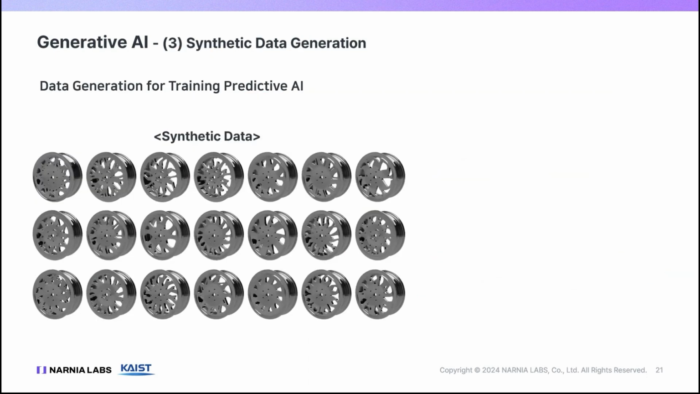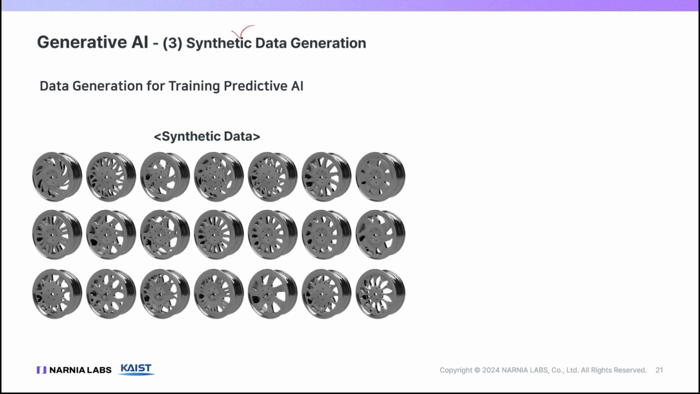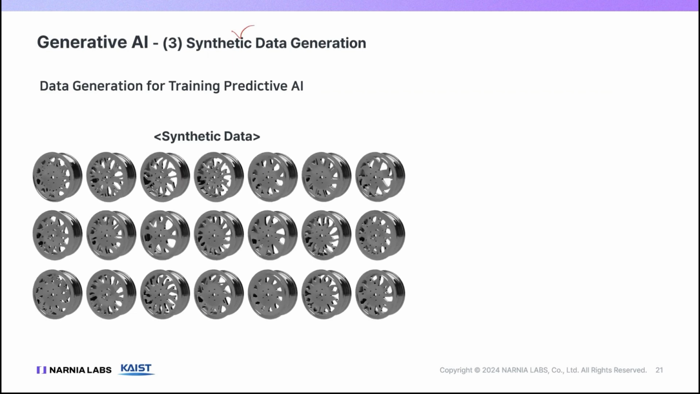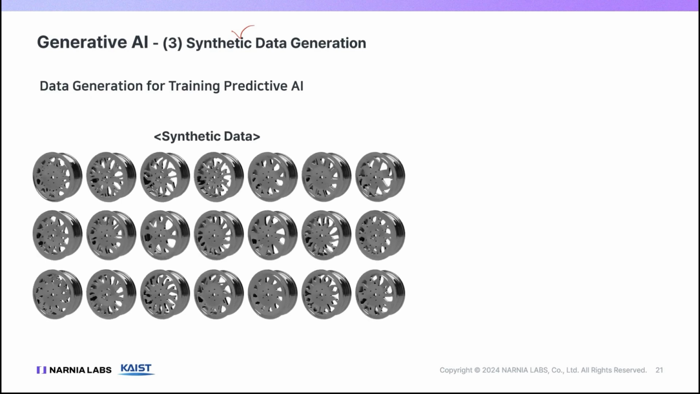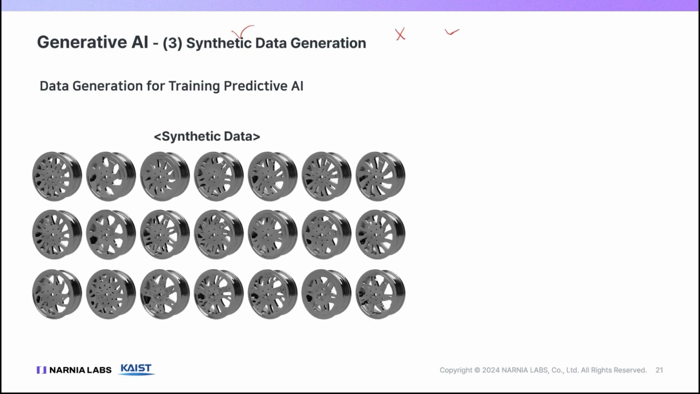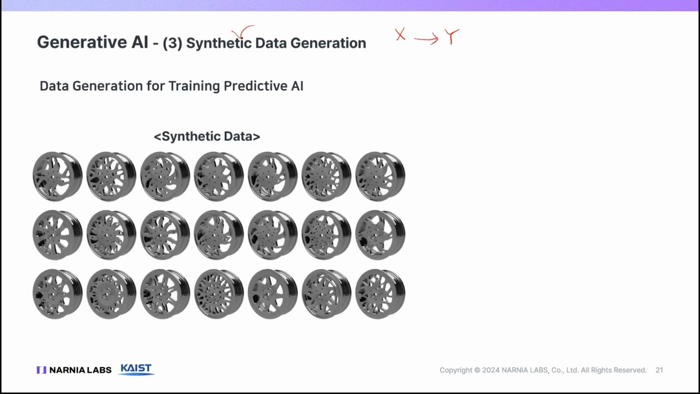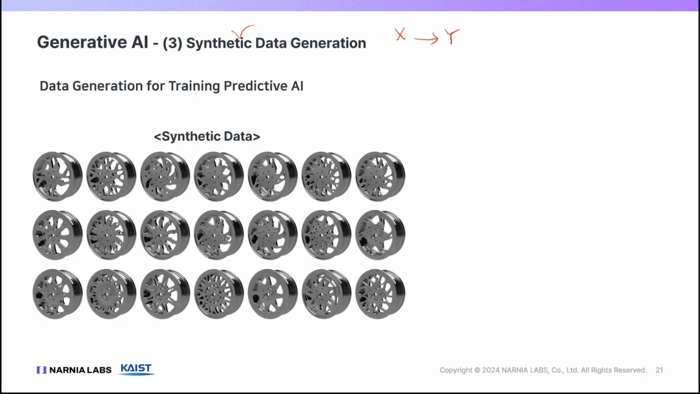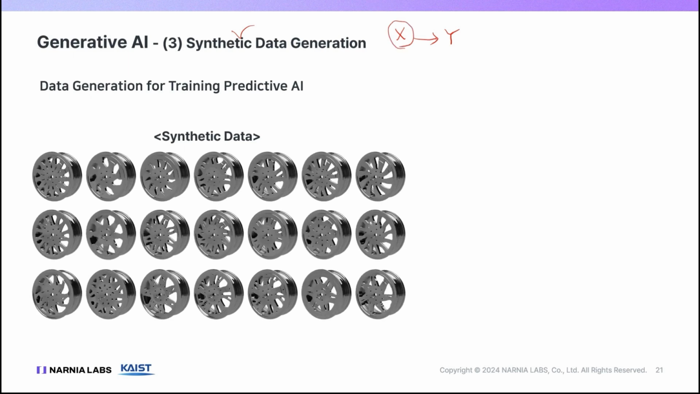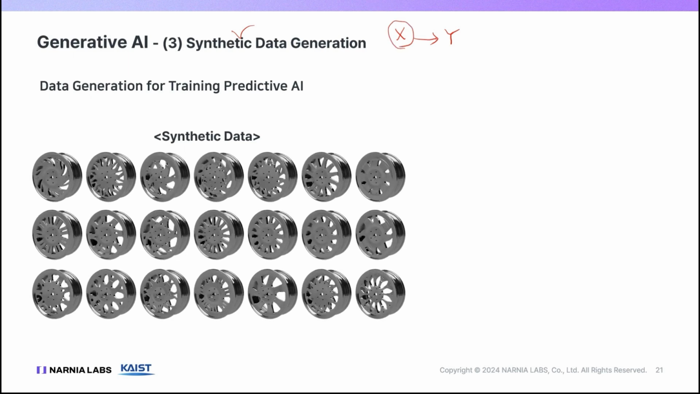Next, the third advantage is that you can generate synthetic data. Usually in industrial settings, for example, to build a predictive AI model, you need CAD data and the corresponding Y label values obtained by simulating that CAD data. But in reality, when you go to the field, there is a lack of X data. There isn't a wide variety of CAD data available.